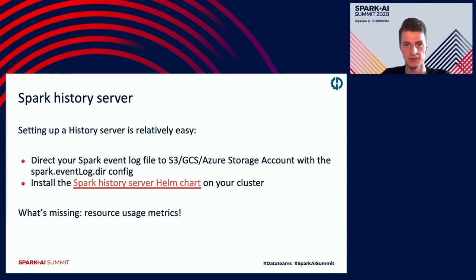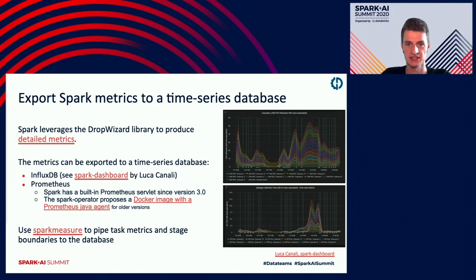Another classic of Spark fine-tuning is the Spark history server. It's relatively easy to set up with the Spark history server Helm chart. But again, the main issue with the history server is the reciprocal of the Kube dashboard. It lacks resource usage metrics. So here's a way to link Spark events and resource usage metrics.